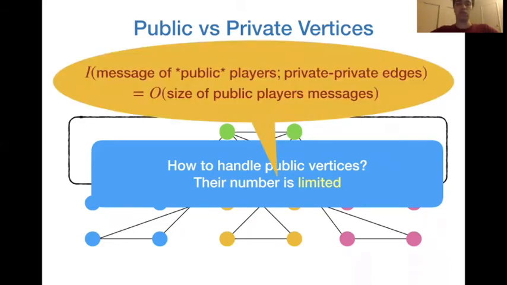So what we are going to do is to simply bound the information they reveal about the private edges by the total size of the messages they send. Okay, so this is a trivial bound, essentially.